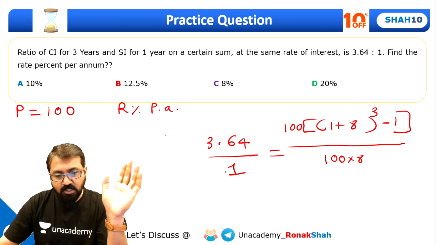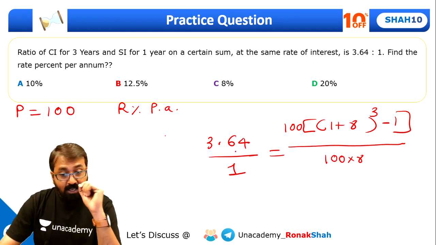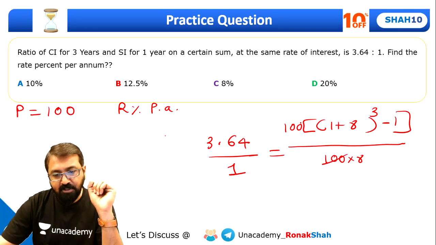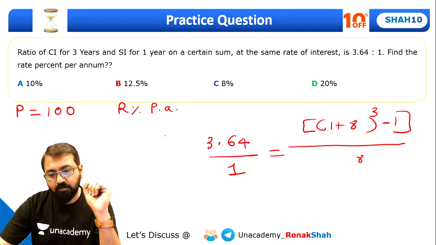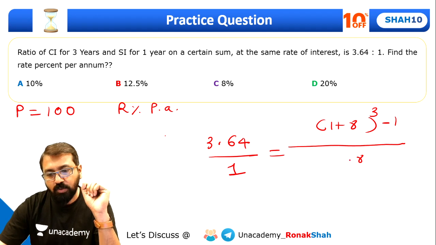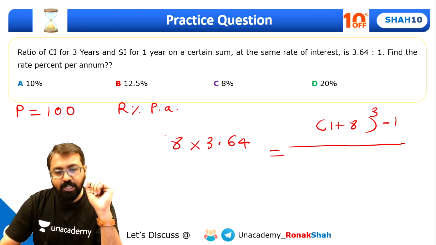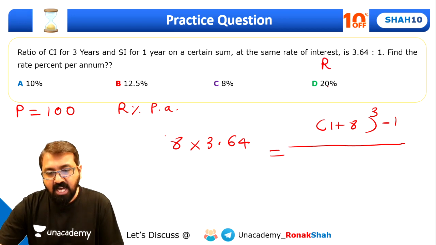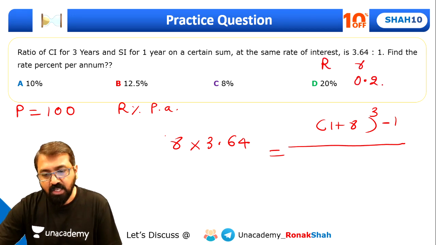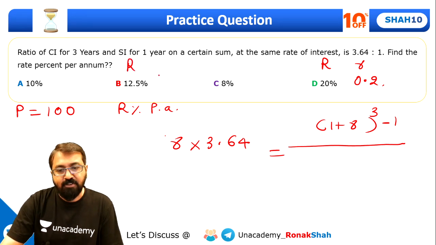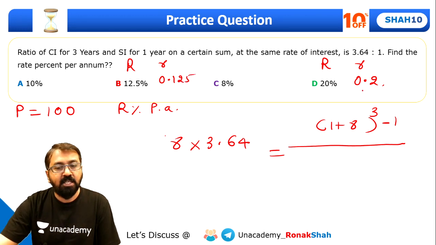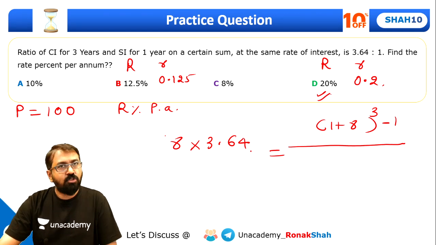Now just observe this value 3.64. If I simplify this, first of all this 100 part will get cancelled off, so I am left with (1 plus r) whole cube minus 1 divided by r. Let's multiply this r over on this side, so we will get 3.64 into r. Now if you are taking R as 20%, then your small r will be 0.2. If you are taking R as 12.5%, then your small r will be 0.125, and so on and so forth. So I'll try to plug in the values from the options. This looks slightly easy, so let's try this option.